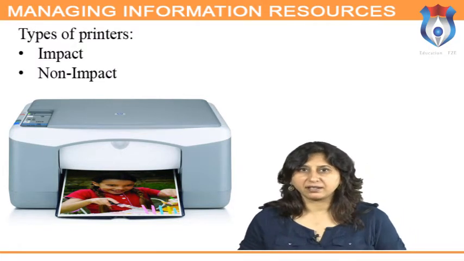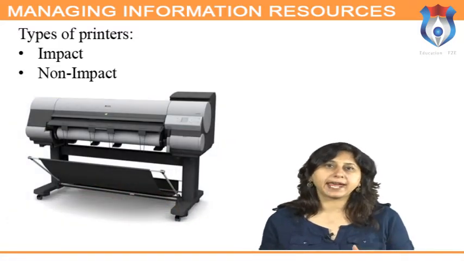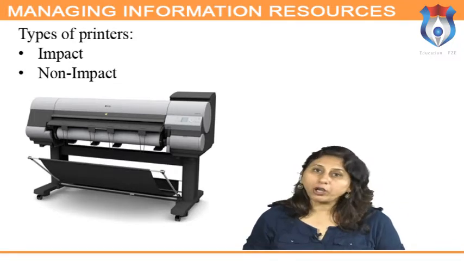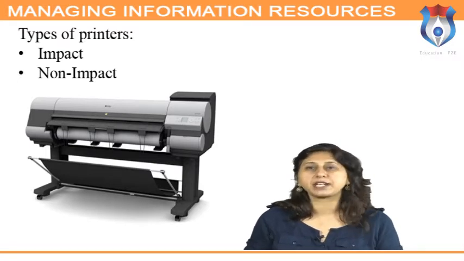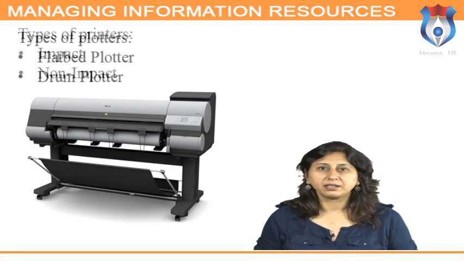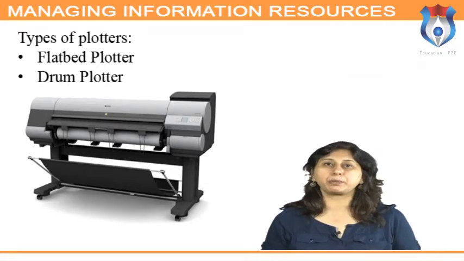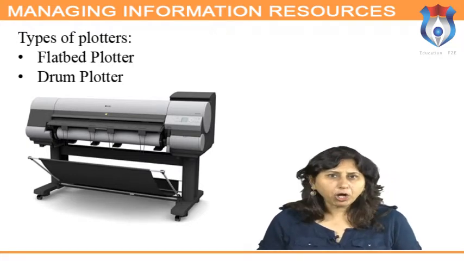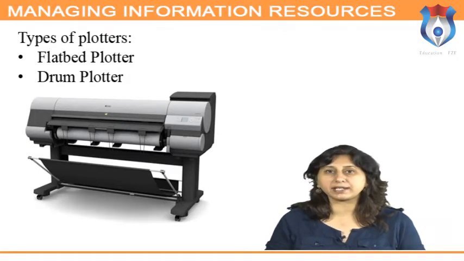Types of printers. Impact refers to all those printers whose printing heads touch the paper. An example is the dot matrix printer. Non-impact are all those printers whose printing heads do not touch the paper. An example is a laser or an inkjet printer. Plotters. A plotter is an output device similar to a printer but normally allows us to print larger images. The plotter uses pens to write on paper and is usually used for engineering drawings.